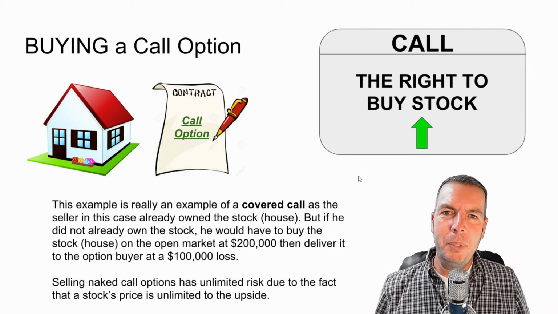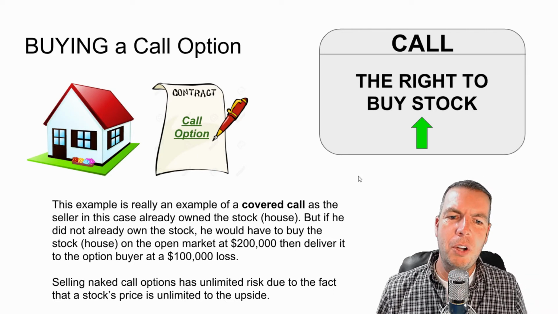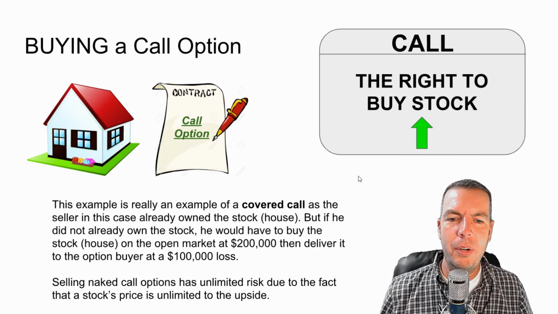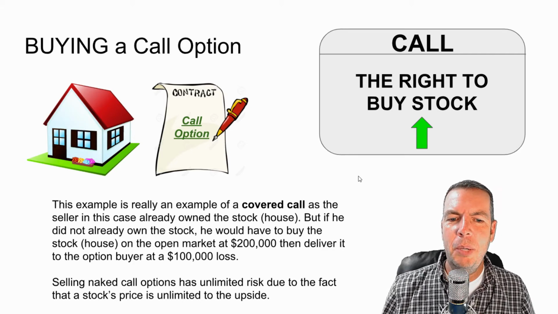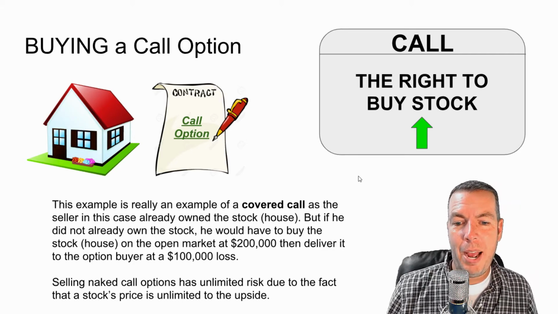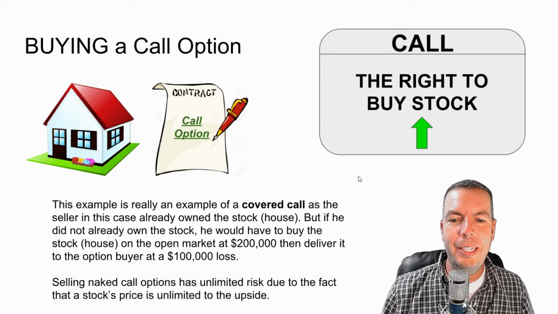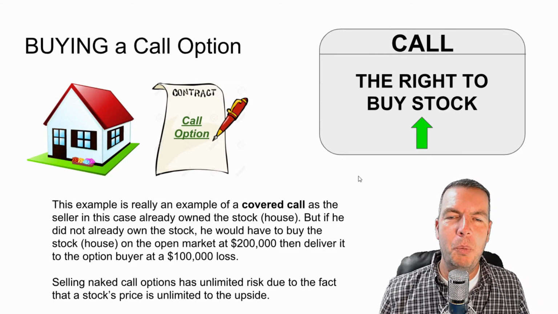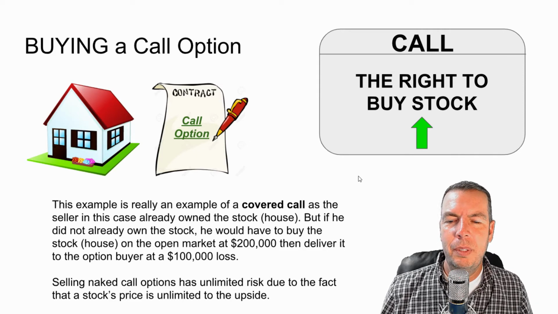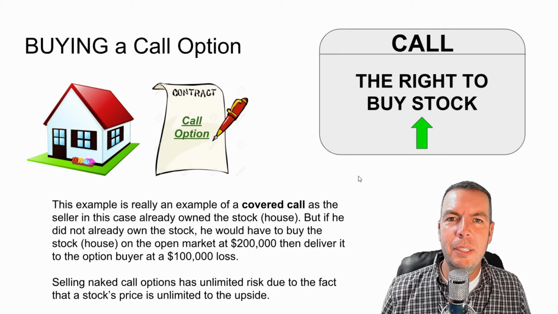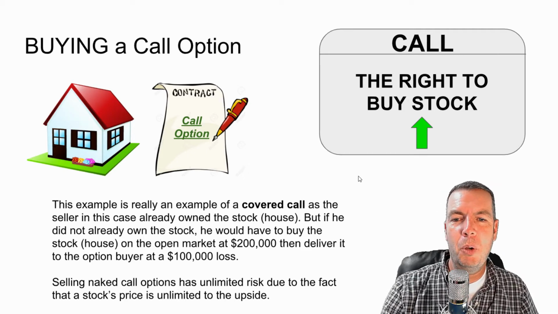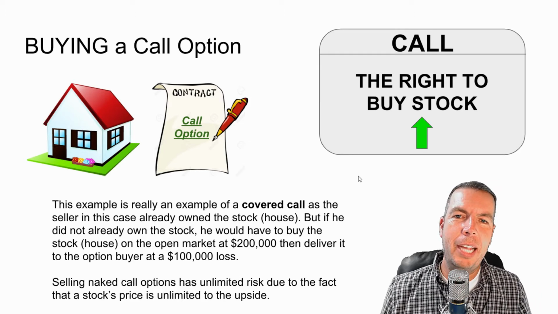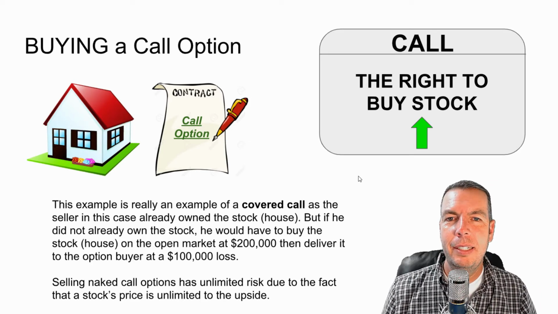In the example that we just talked about, that's really an example of a covered call, because the seller in this case already owned the stock or house. But if he did not already own the stock, he would have to buy the stock or house on the open market for $200,000 and then deliver it to the option buyer at a $100,000 loss. So when you're selling options, you don't have to actually own the stock. Going back to the house, the seller would not actually have to own the house before he could sell it.